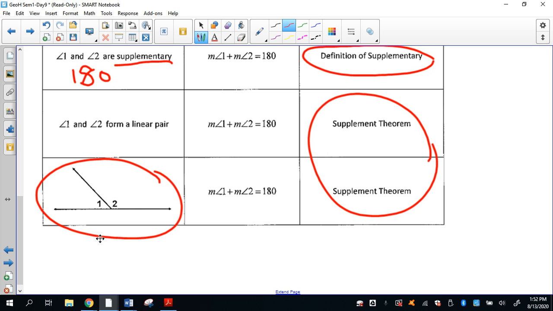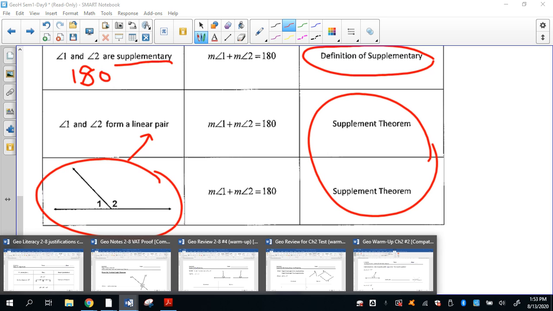Now they are supplementary and they are adjacent, but the best vocabulary word is linear pair for this picture. By the supplement theorem, they add to 180, but the actual angles themselves form a linear pair. That's all I have to teach you in notes. So let's do some review.